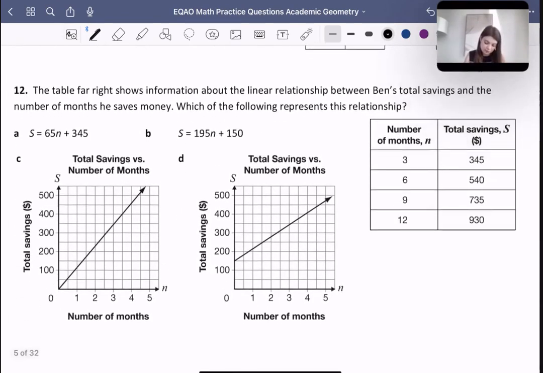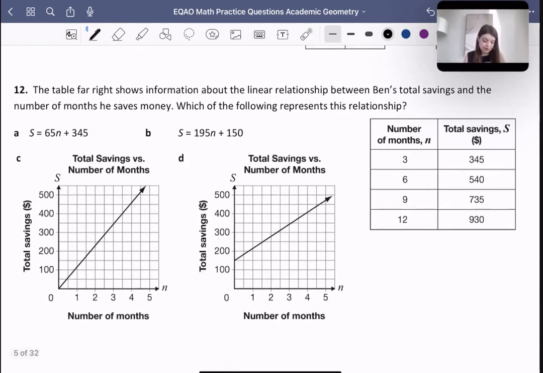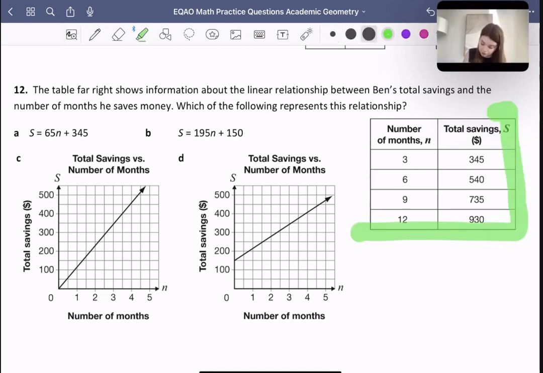Okay, let's move on to question 12. It says the table on the far right shows information about the linear relationship between Ben's total savings and the number of months he saves money. Which of the following represents this relationship? Okay, so basically we want to know which of the following, A, B, C, or D, represents the same relationship as the table shown on the far right. So this table over here is what we're comparing to, and we want to know which of these represents the table. So let's start with the first one.